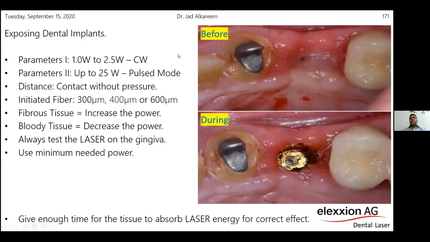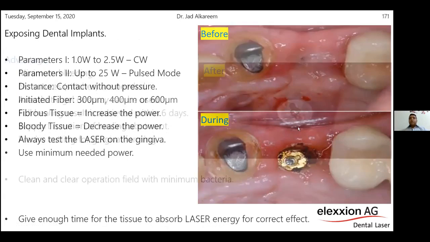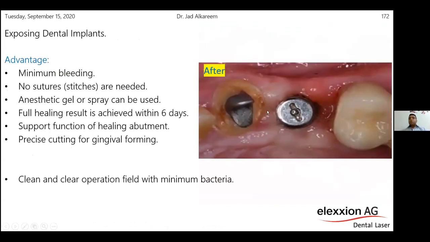Here is another case. This is before exposing the implant, during the exposure, and this is the picture after the exposure was done. You can see there is no bleeding. You can attach your healing abutment immediately, and the healing will happen very fast, maximum within 6 days.